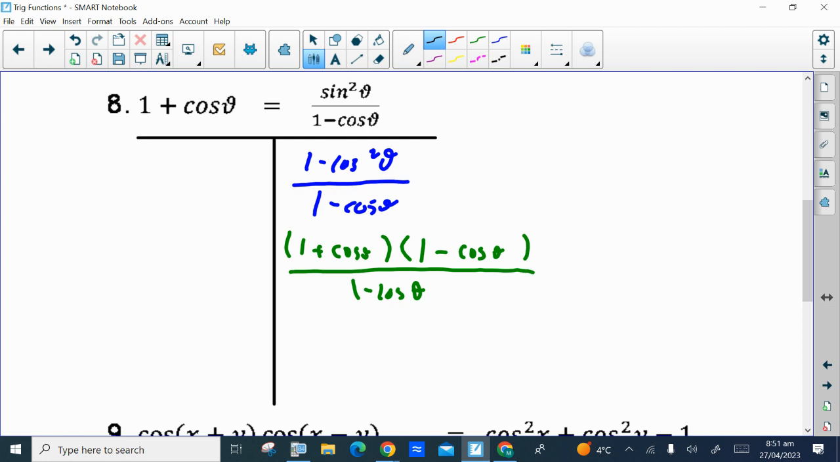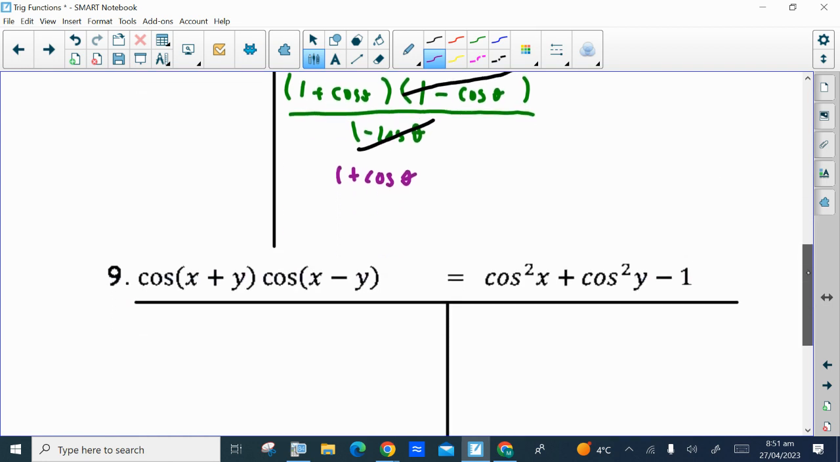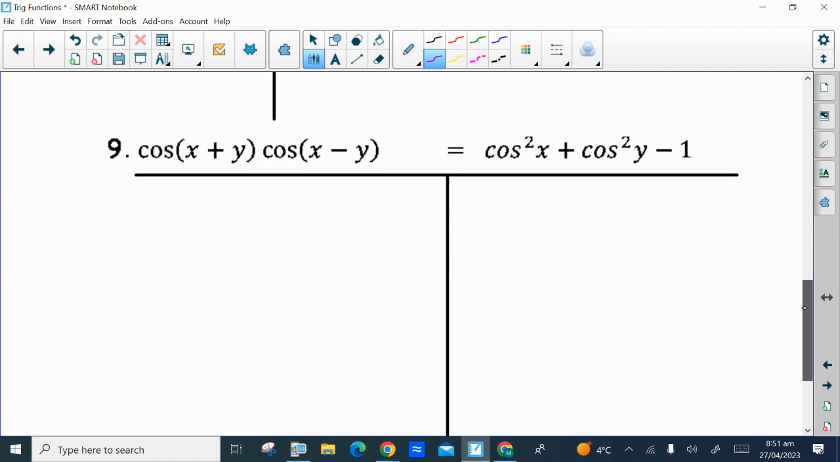And now you can divide top and bottom by your factor of 1 minus cos theta. They cancel, and you're left with 1 plus cos theta, which is what the left side is. So again, essentially we did two fairly straightforward steps, and most of them can be done in 2 or 3 steps. You try something, if it doesn't work, you try something else.